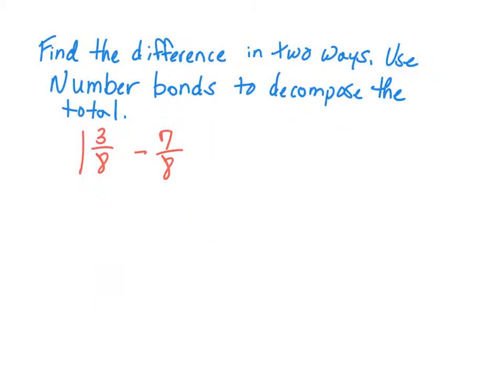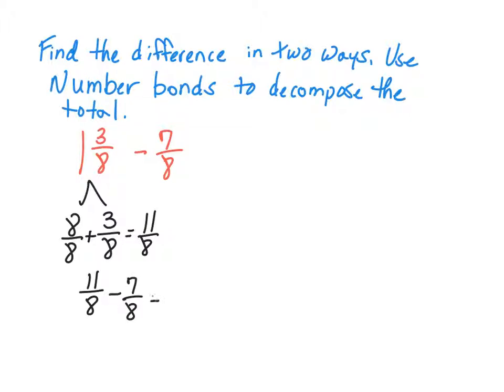All right, now we're going to do another one, and we're going to see 1 and 3/8 take away 7/8. And we do that, we're going to decompose it by using number bonds. Since we're dealing with 8s, I have one whole that represents 8/8, and then I'm left with 3/8. And when I add these up, we are going to get 11/8. Okay, and we're going to take 11/8 and we are going to subtract it with 7/8. And we now get 4/8.